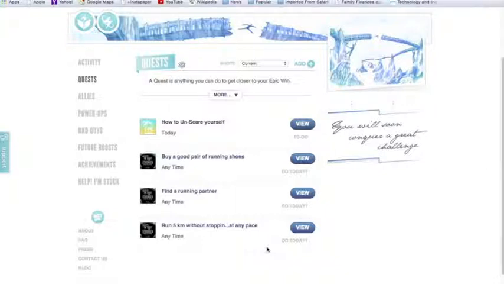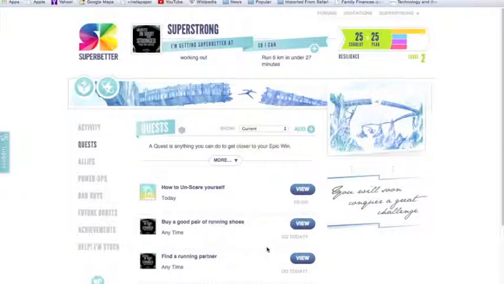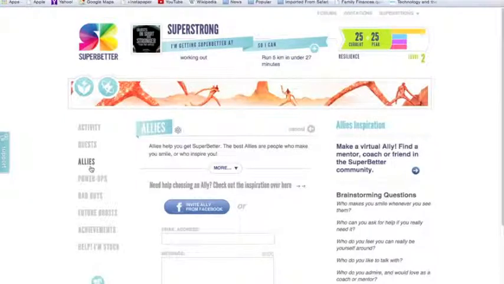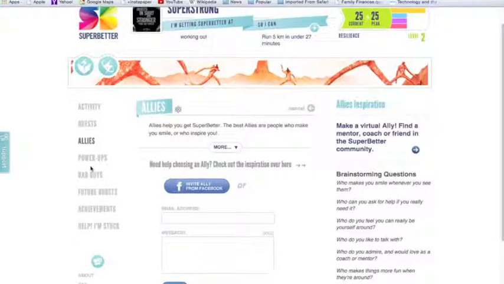I could use these goals and set these quests to be able to motivate myself along my path and my journey towards my epic win of running the 5K in under specifically 27 minutes. As a teacher, you could really encourage your students to connect with other classmates and to work together in groups to be able to support each other to achieve their goals, to reach out to say, hey, I've achieved these quests, and let each other know and motivate each other along this journey.